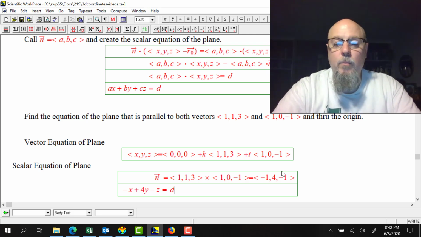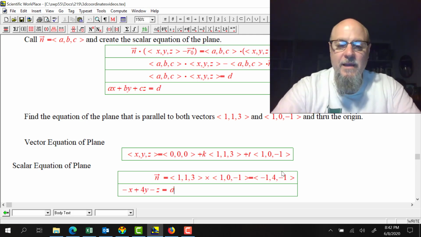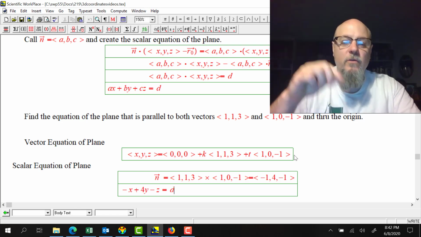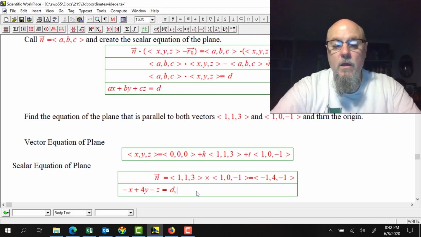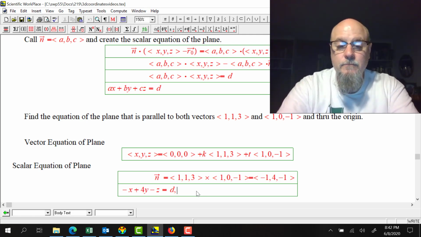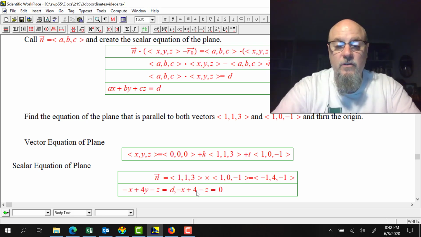All I need to do is plug in a point, any point, on the plane to figure out what d is. It goes through the origin, the point 0, 0, 0. So when I make x equal to 0, y equal to 0 and z equal to 0, I get d is equal to 0. So my plane then is -x plus 4y minus z is equal to 0. That's the scalar equation of a plane.